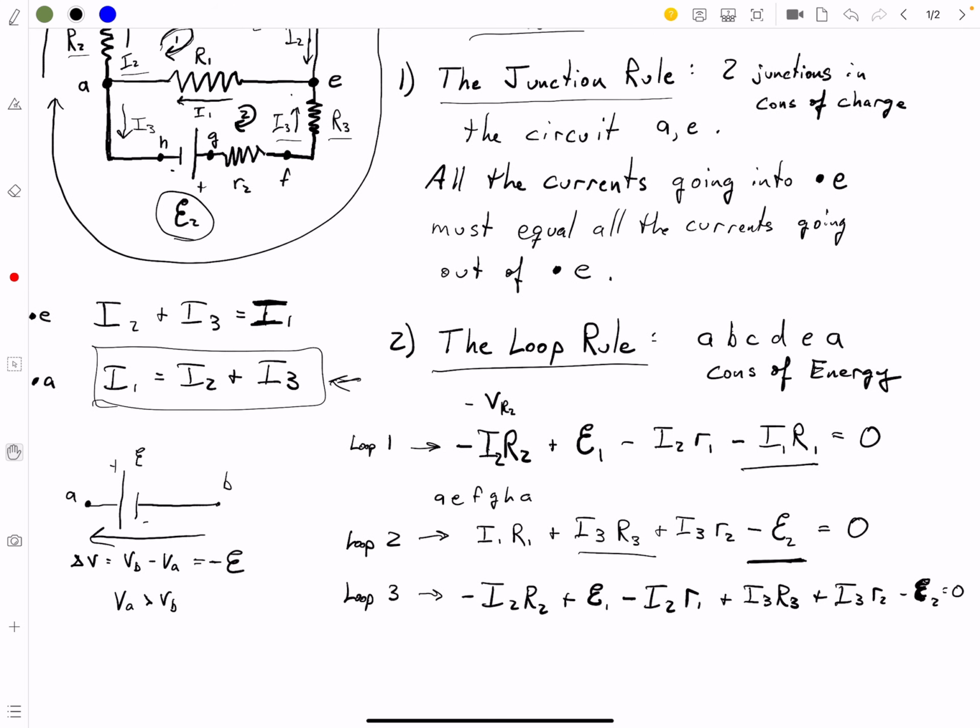Okay. I just want to do one other thing. I want to just remind you guys the junction rule is the conservation of charge. The loop rule is found through the conservation of energy.